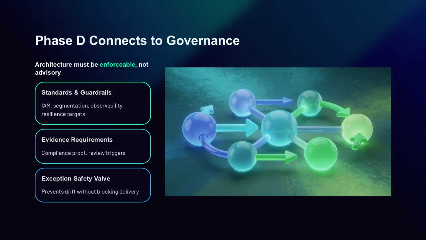You also ensure the exception process works as a safety valve. When phase D is connected to governance, delivery becomes faster because teams know the rules early and can design confidently. When phase D is disconnected from governance, the architecture becomes advice and drift becomes normal.